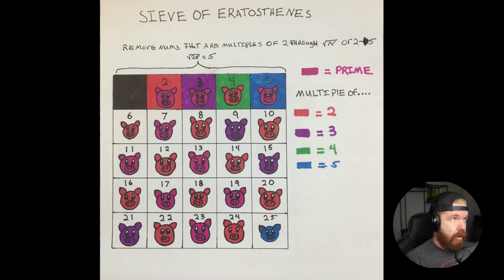We're going to start by naming them all prime, and then we're going to take everything that's a multiple of 2 and remove it because it's not prime. So that's going to be 4, 6, 8, 10, 12, 14, 16, 18, 20, 22, 24.